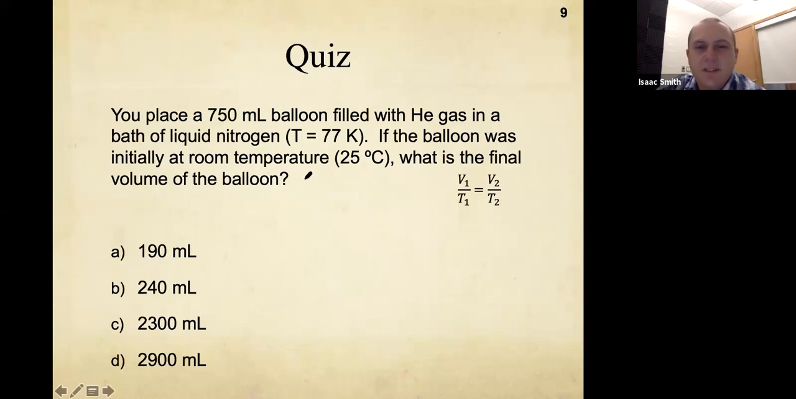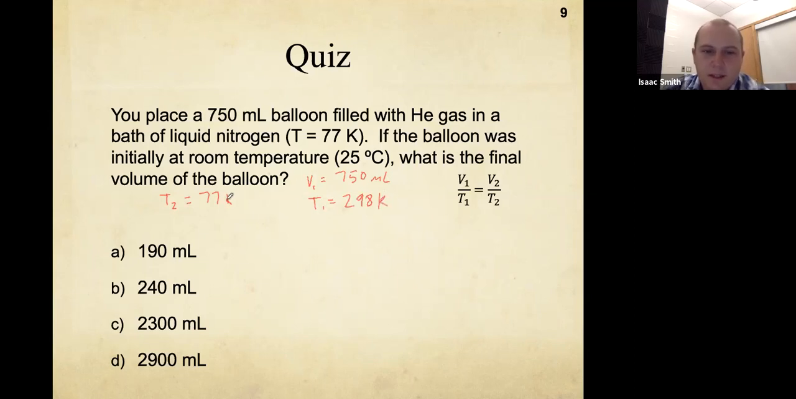You place a 750 milliliter balloon. That is your initial volume, 750 mils, filled with helium gas in a bath of liquid nitrogen. At the end, your temperature is going to be 77 Kelvin, because you put it in the liquid nitrogen and the balloon goes to that temperature. Sorry about that. If the balloon was initially at room temperature, so your initial temperature is 25 Celsius, which is 298 Kelvin, what is the final volume of the balloon?